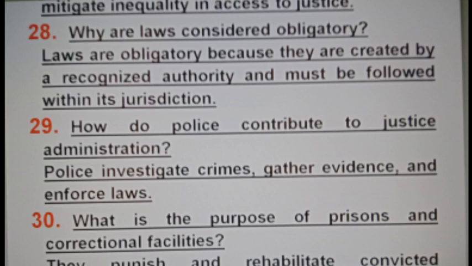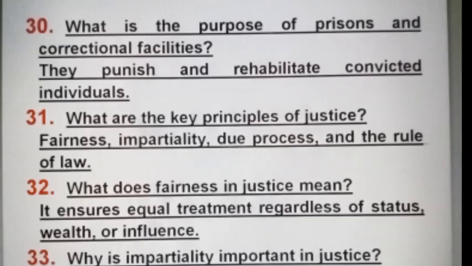How do police contribute to justice administration? Police investigate crimes, gather evidence, and enforce laws. What is the purpose of prisons and correctional facilities? They punish and rehabilitate convicted individuals. What are the key principles of justice? Fairness, impartiality, due process, and the rule of law.